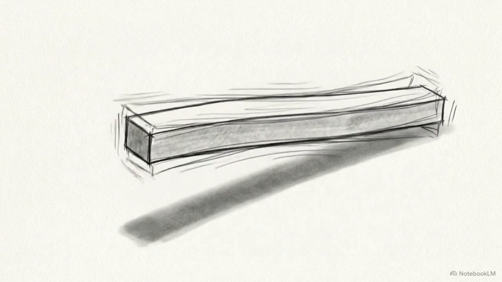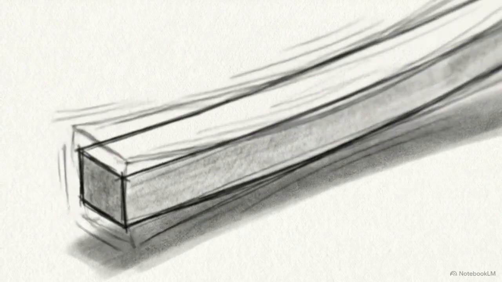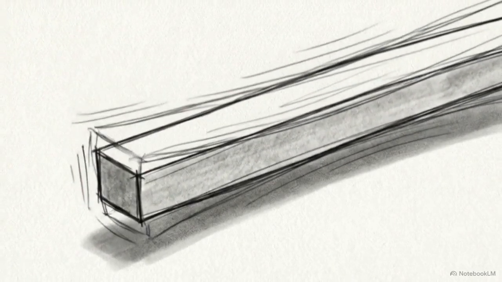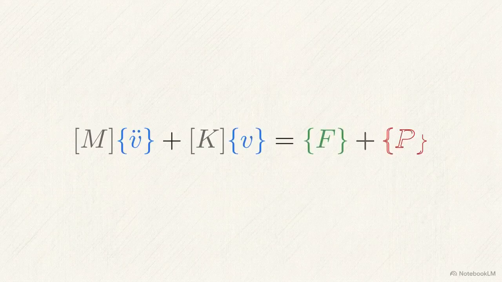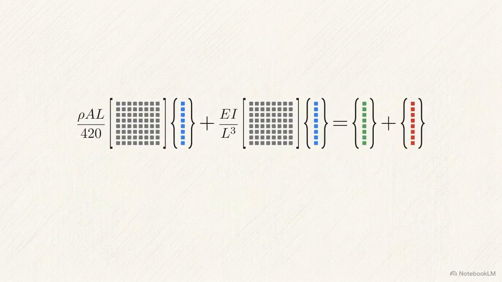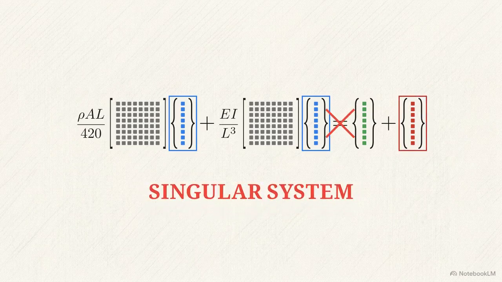Structural dynamics is the study of motion. Under dynamic loads, engineers need to know exactly how a beam bends, vibrates, and reacts over time. This global equation adds the mass matrix times acceleration to the stiffness matrix times displacement, equating to forces plus support reactions. Expanded into massive 8x8 grids, it mixes unknown node movements with unknown support forces.